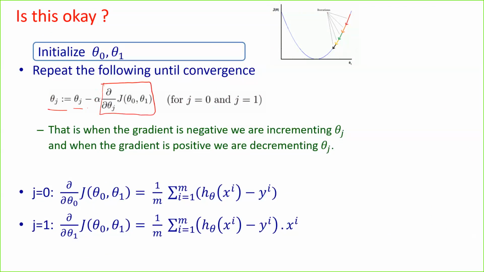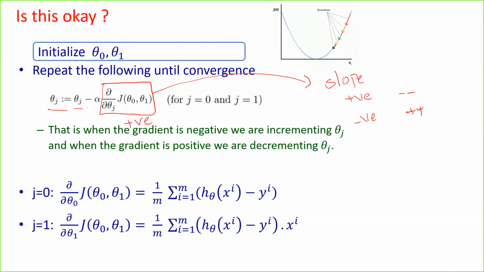Derivative of J with respect to theta j, what is it giving? Isn't it the slope? Yes, this is the slope. So when the slope is positive, what do we have to do, decrement or increment? Decrement. When the slope is negative, we have to increment. Okay.